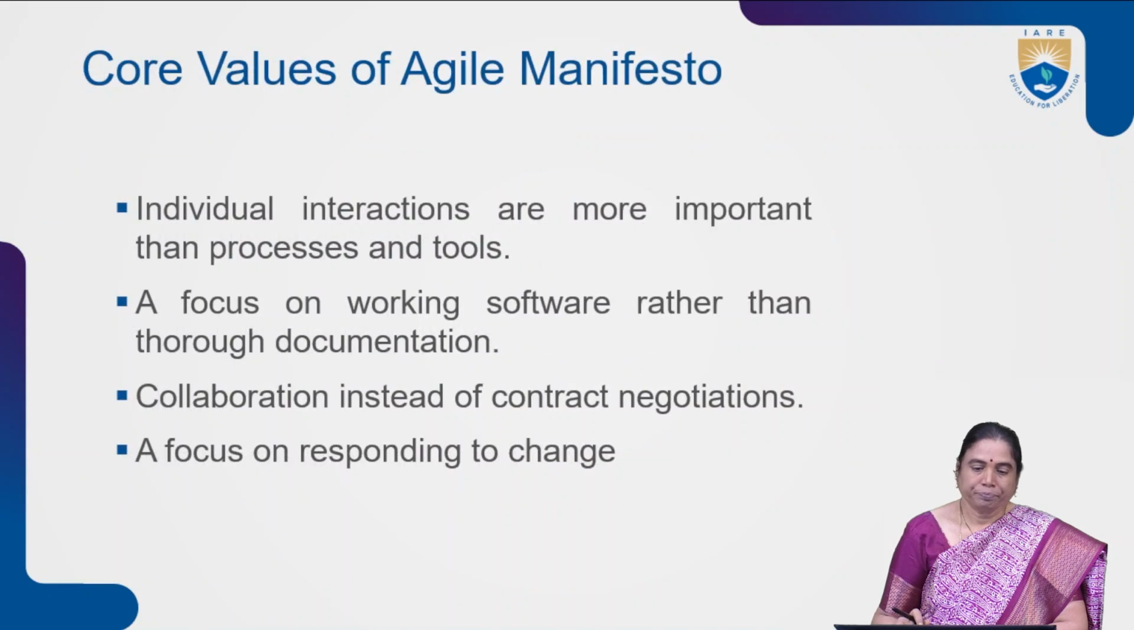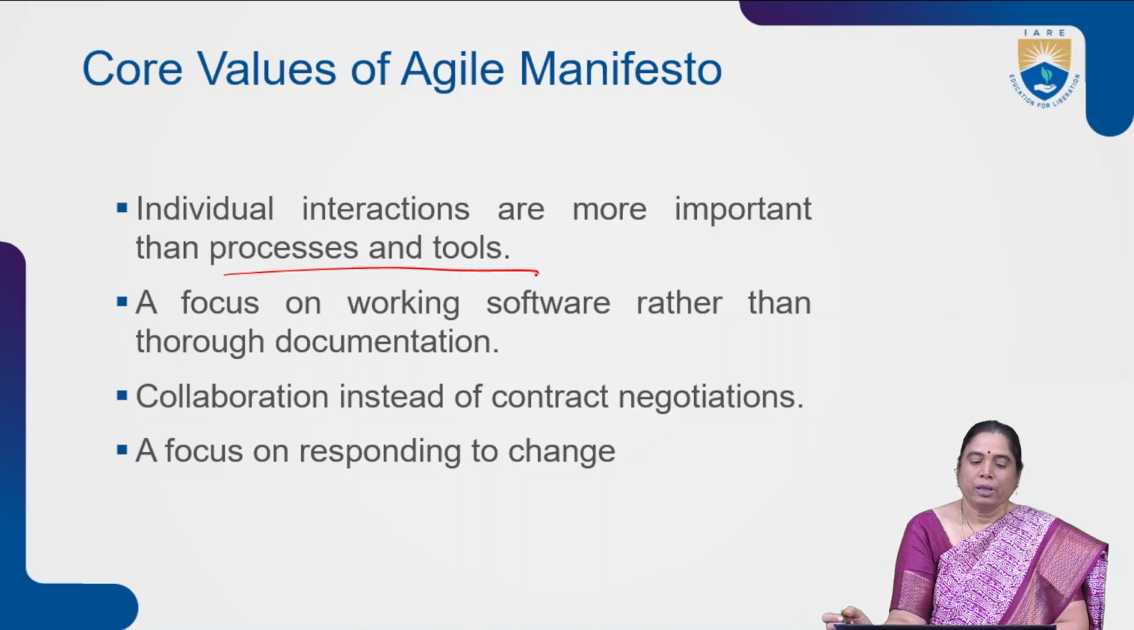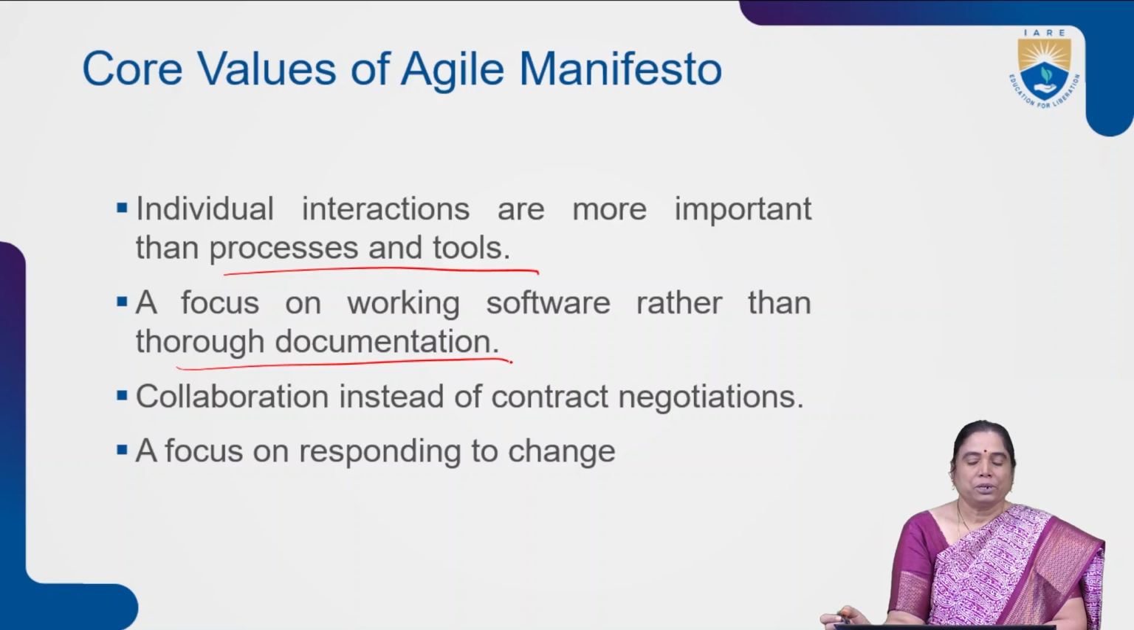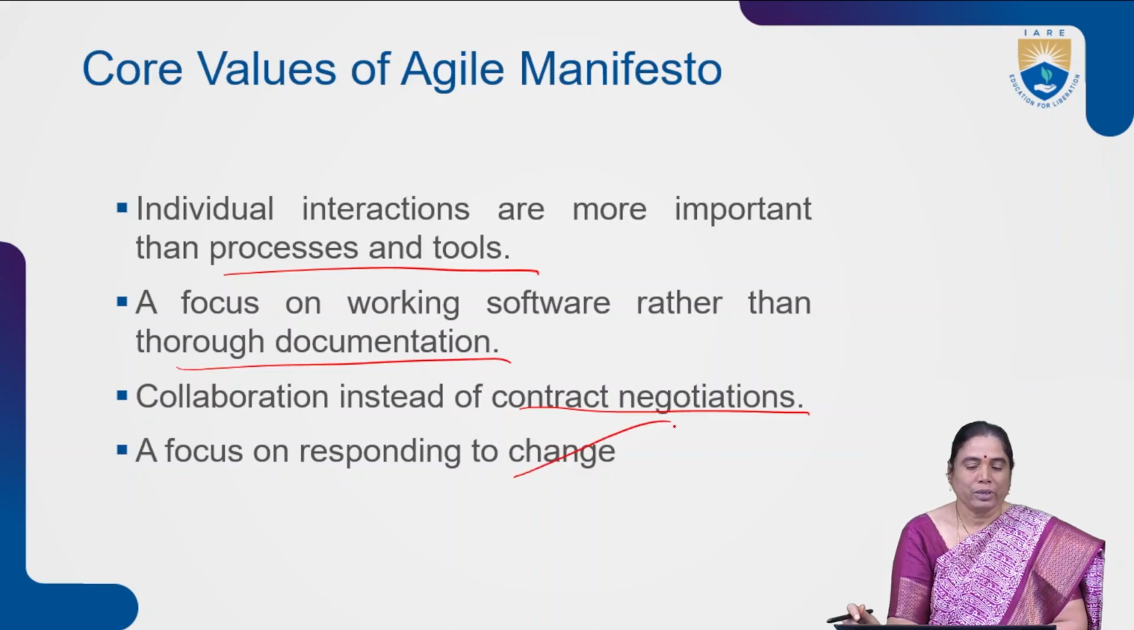The core values of the Agile Manifesto are: individual interactions are more important than processes and tools; a focus on working software rather than thorough documentation; collaboration instead of contract negotiations; and a focus on responding to change.